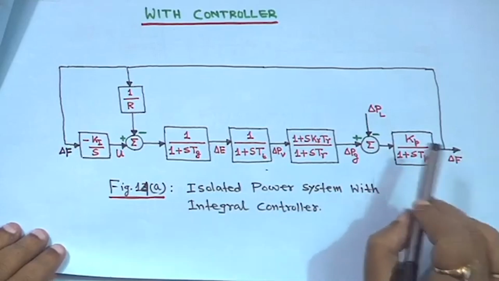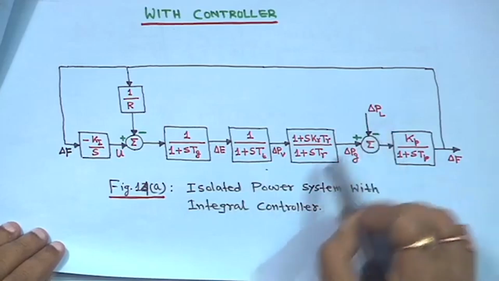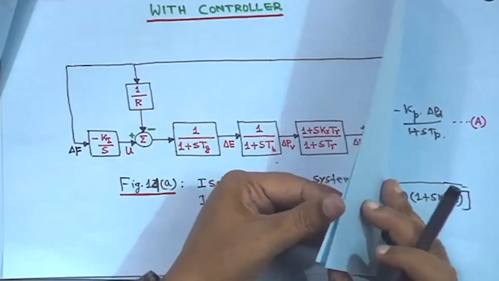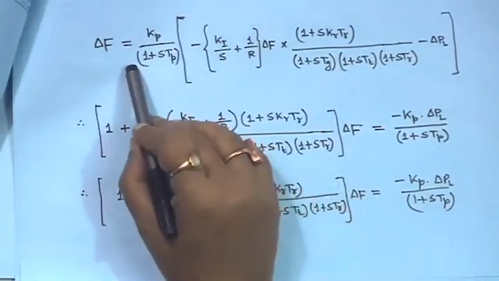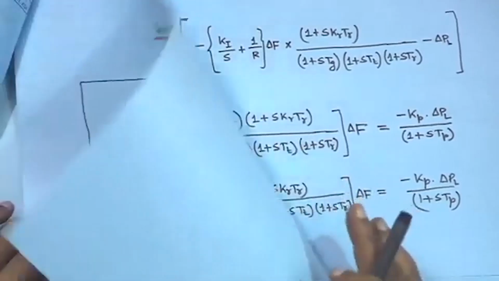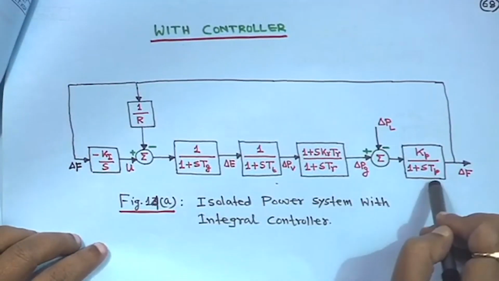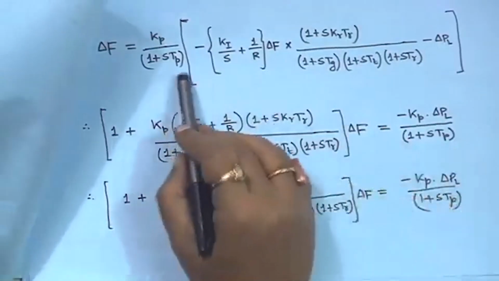So, that term will not be there, and because of this controller action, delta P G will become delta P L. Now, look how to do it, using the final value theorem. In this case, first you write down that equation: delta F is equal to K P upon 1 plus S T P. This is known.